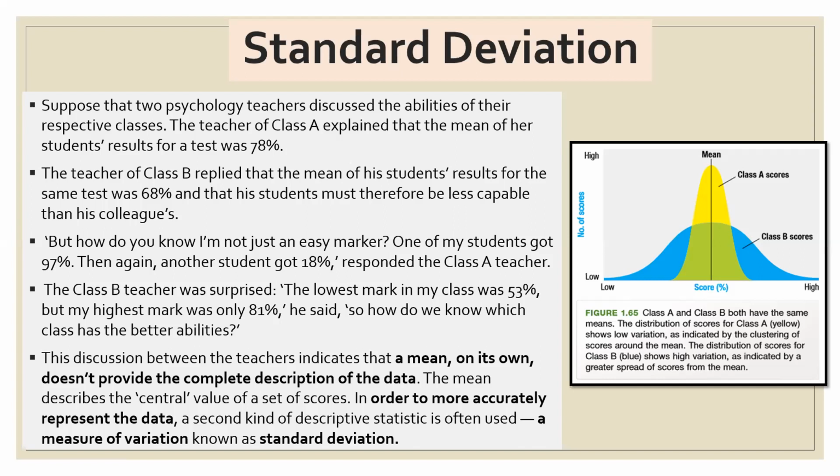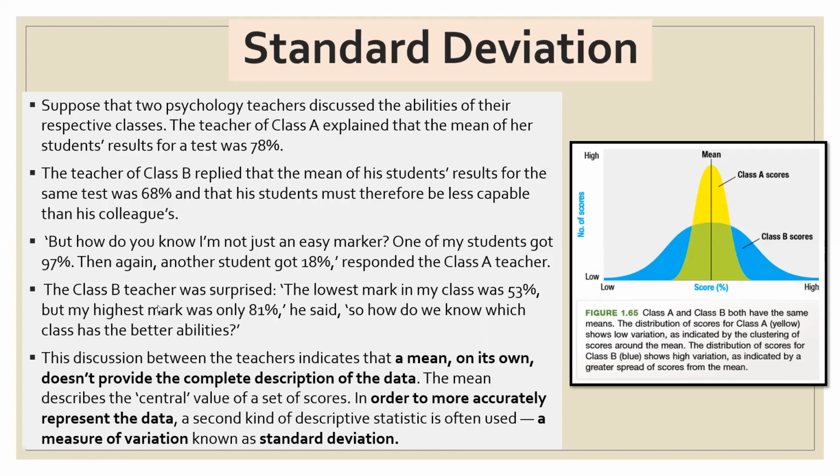We kind of start to discuss, okay, maybe it's about the marking, okay? So obviously Miss B might say something like, okay, one of my students got 97%, but on the other hand, another student who was in the same class got 18%. So you can see there's quite a bit of spread there, yeah? A bit of variation or difference in terms of the scores that Miss B's class has received there.